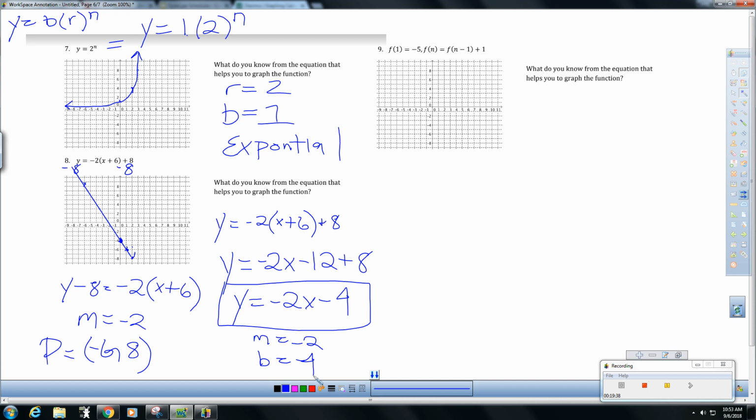So here we go. F of 1 is negative 5. F of n. So now we got a recursive formula. So to find the next one, what do we do? Write the first term. Okay, good. Go ahead. And what's 2? It's one more, right? Add 1. What's 3? -3. 4. -2. Oh, I got it.